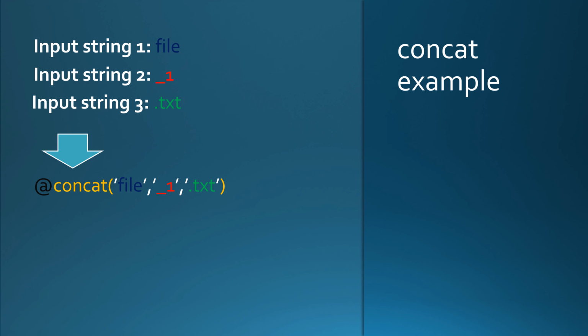Also, these string values have to be in single quotation marks so that Data Factory identifies them as string values. Then as an output from this function, we get file_1.txt. So this concat just concatenates these three input strings together. Pretty simple, right?